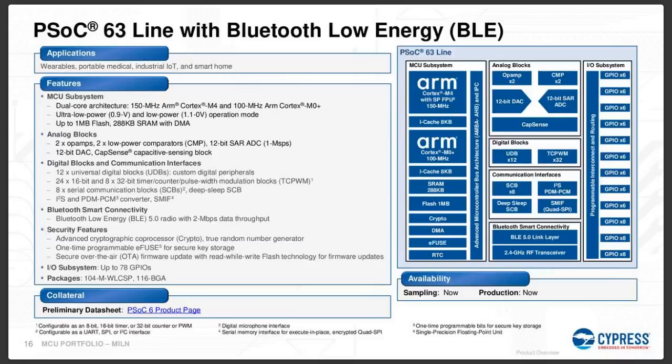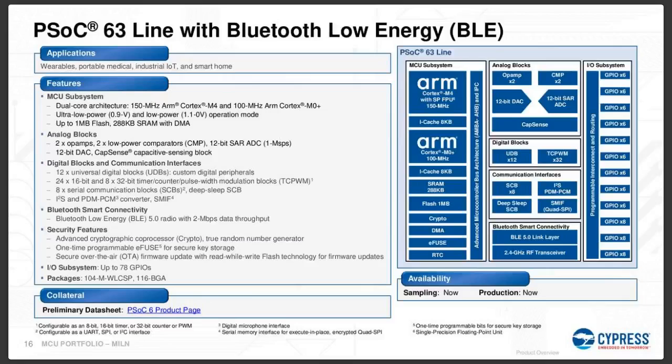Again, PSoC 6 with BLE has a complement of analog, which you can see in the upper middle block there. It has a couple of op amps, has a couple of comparators. It has a 12-bit DAC. This is an increase from some of the other PSoCs. So it's a wider DAC, has a 12-bit SAR ADC, and does capacitive touch sensing.